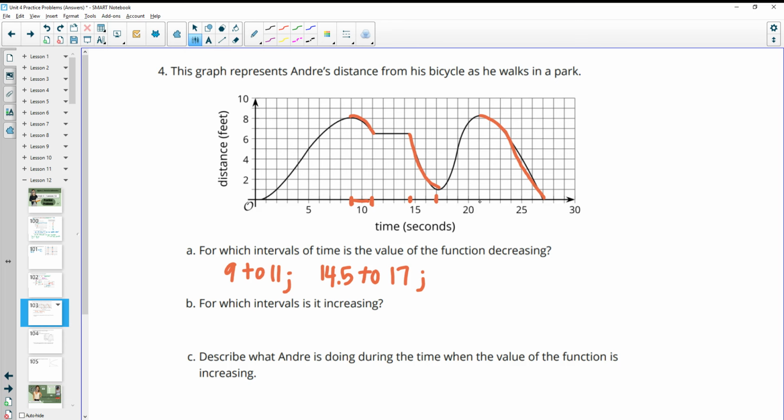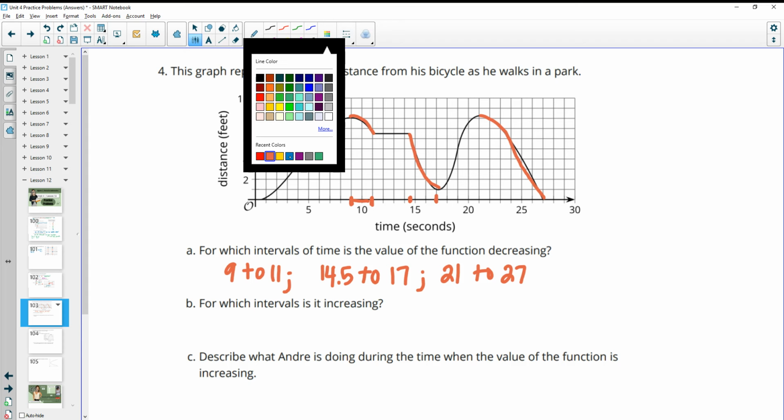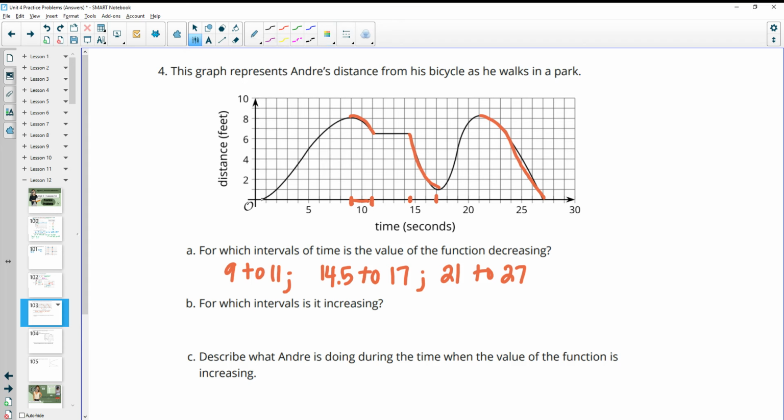And then again at 21 up until here, which looks like 27. Then for which values is it increasing? So now when is the graph going up? So we've got this interval here and then this interval here. This one is just staying flat, so it's not increasing or decreasing.